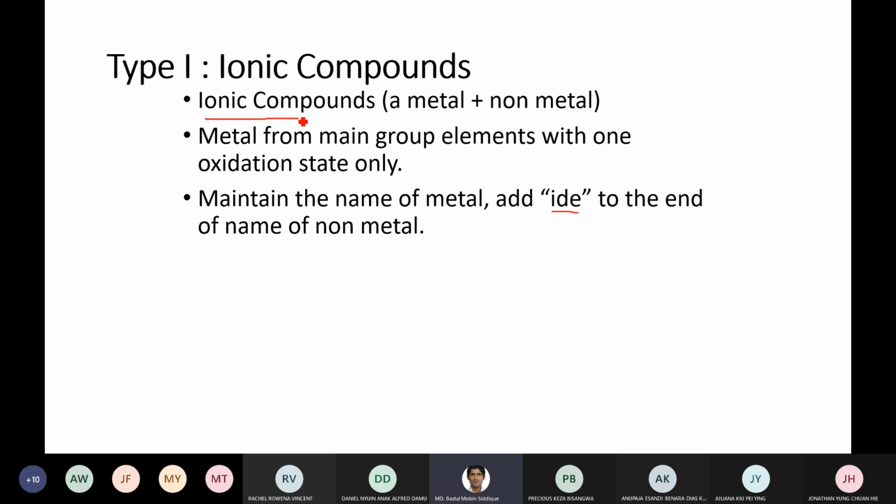Because it is an ionic compound, that means there is a metal and a non-metal, both in that ionic compound, right? So we will always keep the name of the metal. The metal name is unchanged. There is no change or addition to the metal name. We will always keep the metal name, and then use IDE at the end of the name of the non-metal. An example is BaCl2.